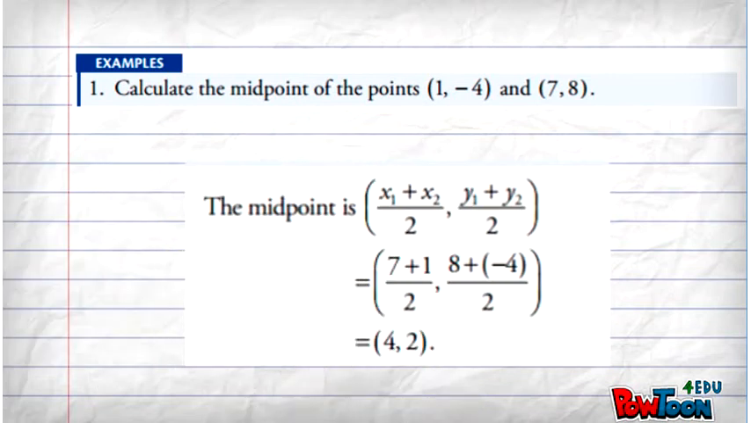Okay, there's the answer there. There's the midpoint formula. You just add the x's. So we've got the x coordinates 1 and 7. We add those and divide by 2 gives us 4. Y coordinates minus 4 and 8. 8 plus minus 4 gives us 4 over 2, and that's 2.